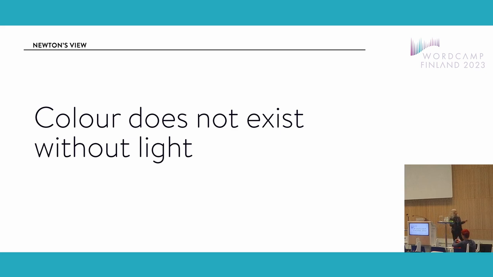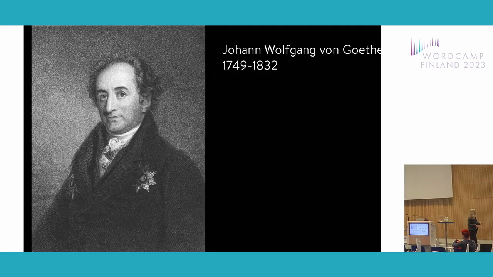That was his conclusion. Now, fast forward sometime, a bit more than a century, probably. This is Johann Goethe, who was a German. He was many things. He was a writer, he was an artist, but he dedicated the last few years of his life to studying colors. He was born in 1749 and died in 1832.